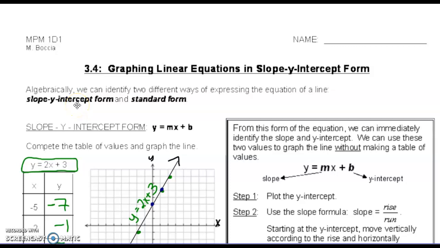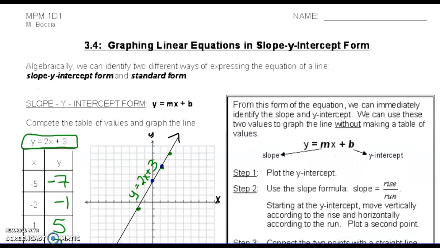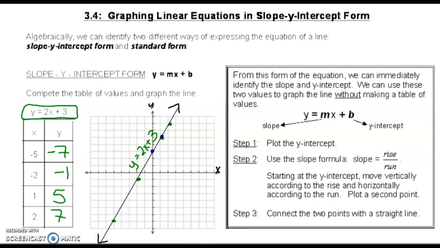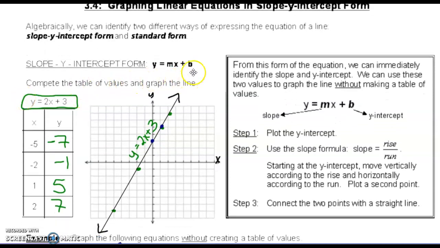Hi guys, so today is Monday, April the 6th, and we are looking at 3.4 day 1, graphing linear equations in slope y-intercept form. So algebraically, we have two different ways of expressing the equation of a line. We have slope y-intercept form and standard form. We have already seen slope y-intercept form, y equals mx plus b.